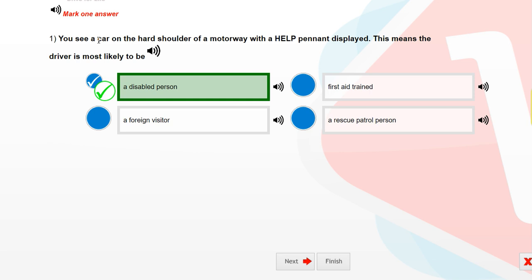You see a car on the hard shoulder of the motorway with a help pennant displayed. This means that the driver is most likely to be.